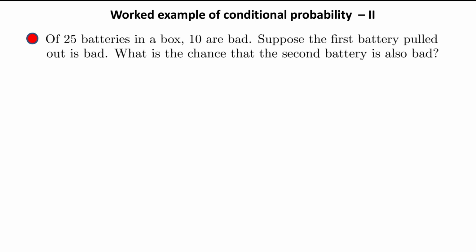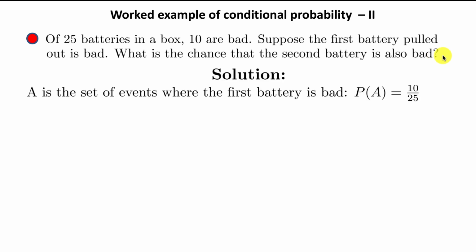Let's now take another example. Of 25 batteries in a box, 10 are bad. Suppose the first battery pulled out is bad. What is the chance that the second battery is also bad? So clearly, here we have a condition. So let's see how this can be worked out. A, let's call as the set of events where the first battery is bad, and since we know that 10 are bad, that probability is 10 out of 25.